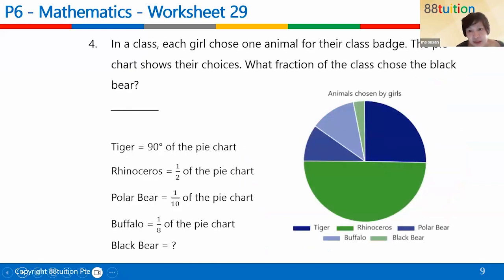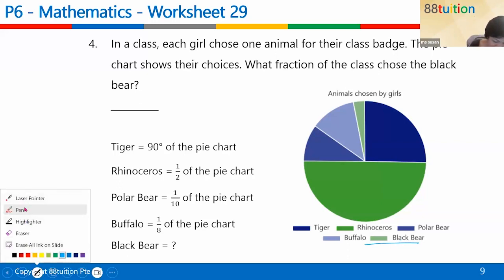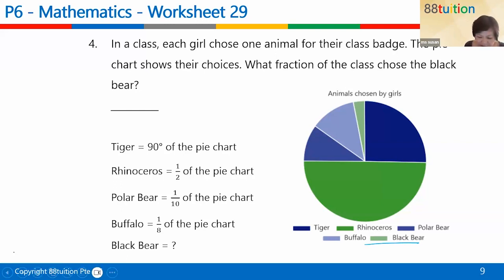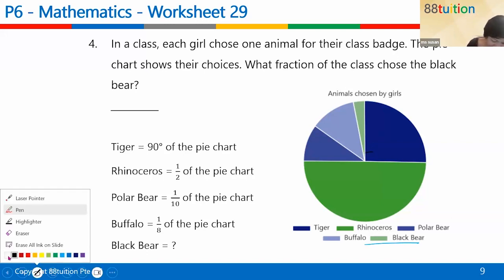Okay, question number 4. In a class, each girl will choose one animal for their class badge, and the pie chart shows their choices. What fraction of the class chose black bear? Oh, black bear is this one. Okay, probably I would choose a black color to write. So tiger is 90 degrees, which is this one. Then this one I've got to use white.